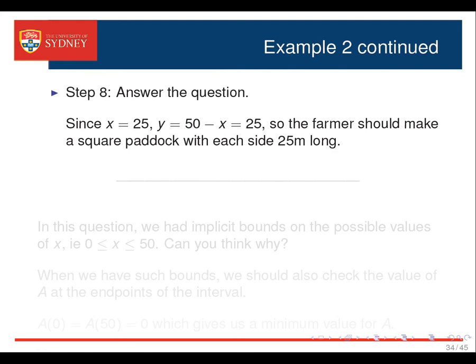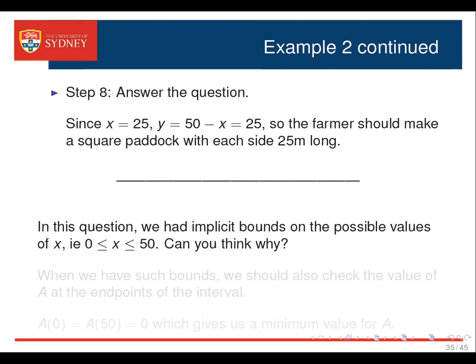So let's go back to answering the question. Since x equals 25, y, which is given by 50 minus x, is 25 also. So the farmer should make a square paddock with each side 25 meters long for the maximum area.